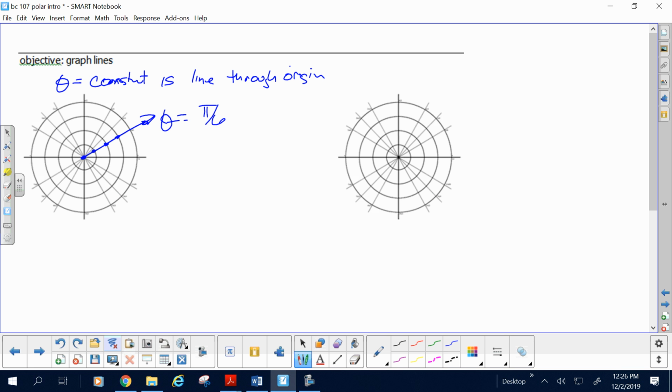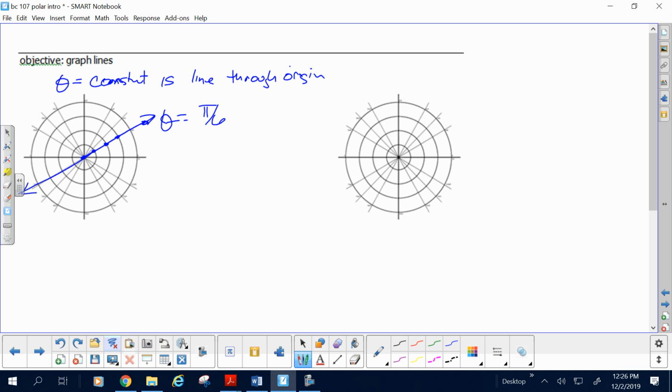No, it's not a ray, it's a line. Because r can also be negative. And so it is a line. As the title indicates, it says graph lines, not graph rays.